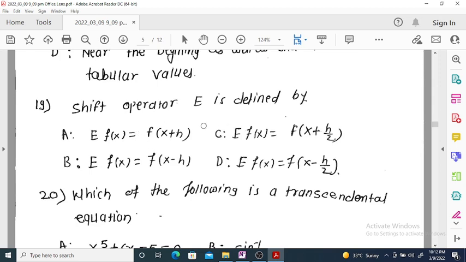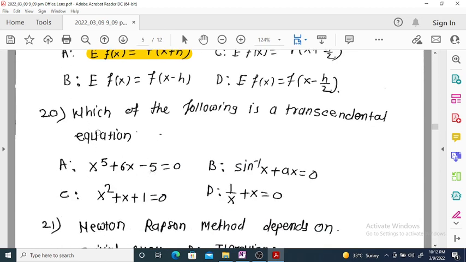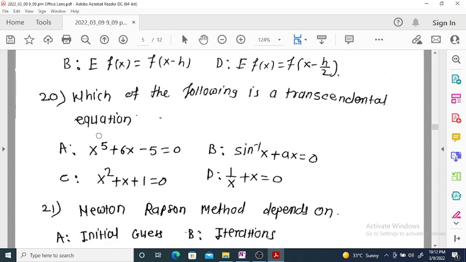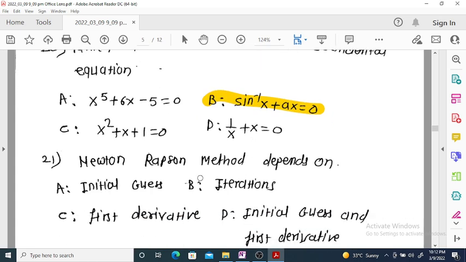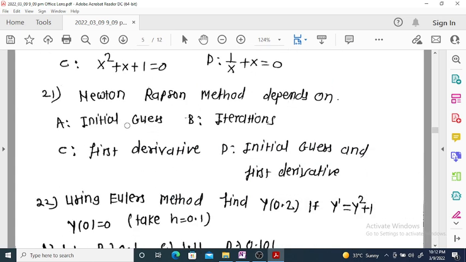Shift operator E is defined as E f of x is equal to f of x plus h. Which of the following is a transcendental equation? An equation which contains logarithmic, exponential, trigonometric, or inverse functions is called a transcendental equation. This equation contains sine inverse of x, so this is a transcendental equation.